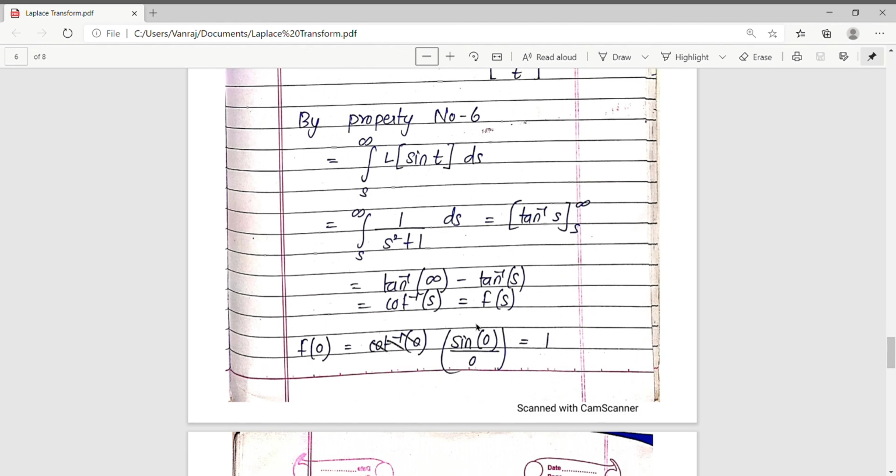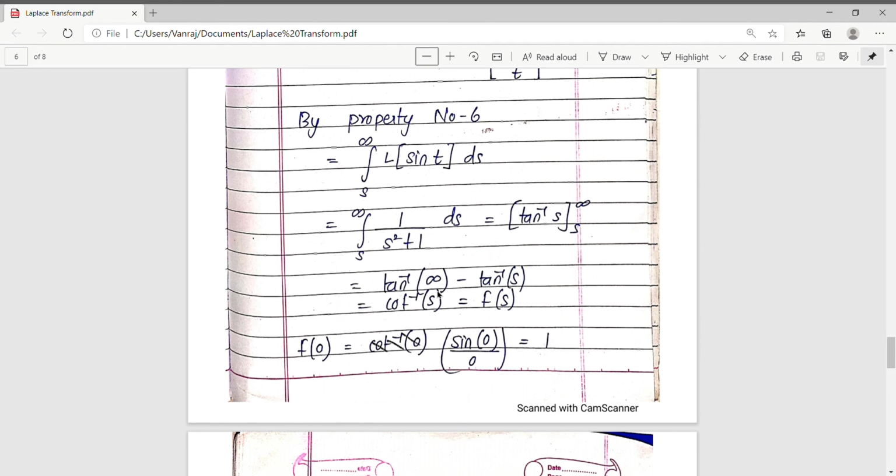Okay. So here tan inverse infinity minus tan inverse s. We have simply replaced s with first infinity and then with s. So tan inverse infinity is 1. That's why 1 minus tan inverse s is cot inverse s. This is the formula of trigonometry. So this is our f of s.